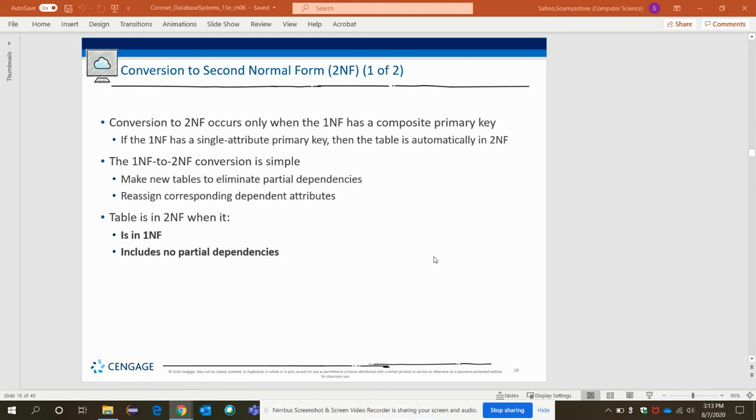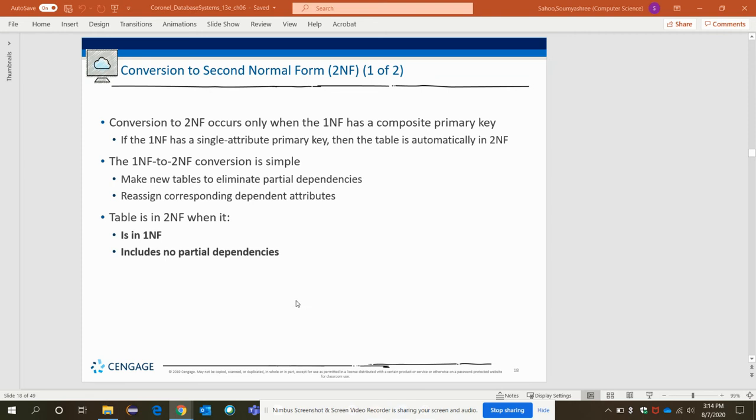To make sure that a relation is in second normal form, there are certain rules you have to obey. But before that, the relation must be in first normal form. Already we have made sure that our relation is in first normal form, and it has a composite primary key. What are our primary keys? Our primary keys are project num and employee num, if you remember. And if the first NF has a single attribute primary key, then the table is automatically in 2NF. This is another rule.